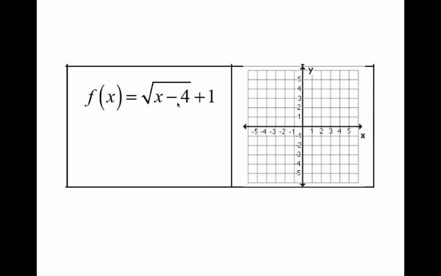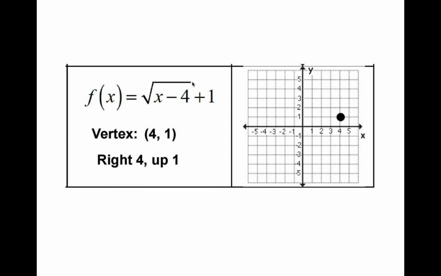So remember, it's opposite same. So your vertex would be a positive 4 and a positive 1. This part inside is your left to right. So the opposite of this would be right 4. Same would be up 1. So instead of starting at 0, 0, I'm going to go right 4, up 1, put a dot.